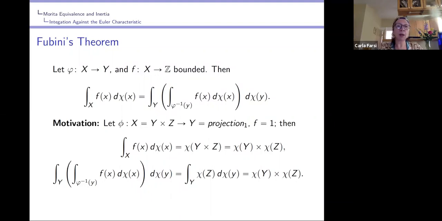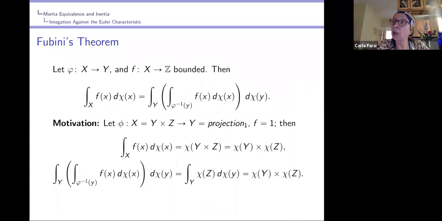So that was our goal. Even though it might not look intuitive that that's the case, that's what works. So let me go through Fubini's theorem, which is really one of the main tools in our proofs. This is not something that we did. This is something that has been done in the literature.